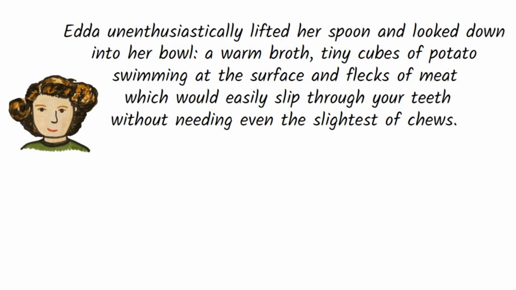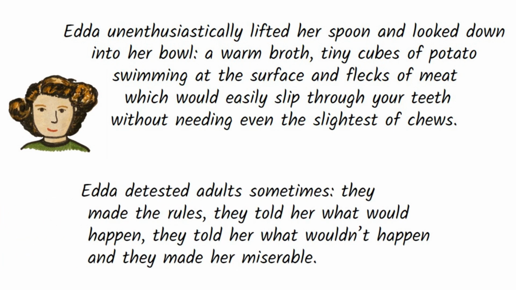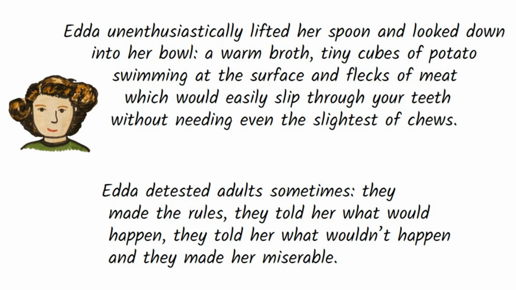Let's have a look at another example. Edda unenthusiastically lifted her spoon and looked down into her bowl: a warm broth, tiny cubes of potato swimming at the surface, and flecks of meat which would easily slip through your teeth without needing even the slightest of chews. Notice the main clause before the colon and the listed items. Edda detested adults sometimes: they made the rules. They told her what would happen, they told her what wouldn't happen, and they made her miserable.